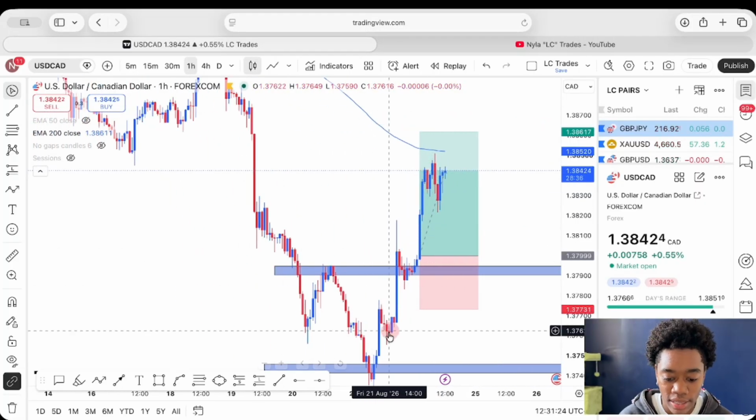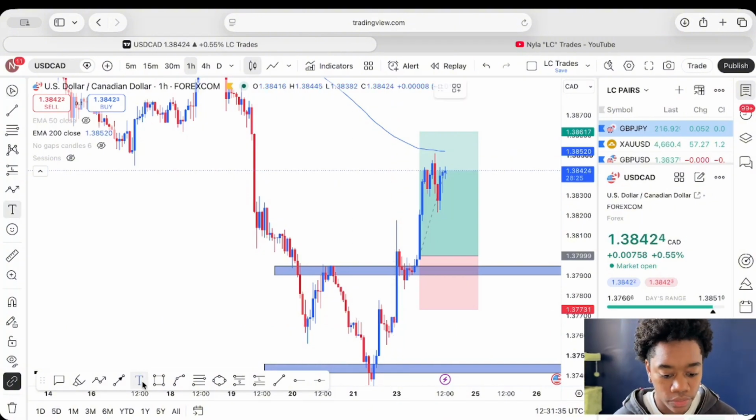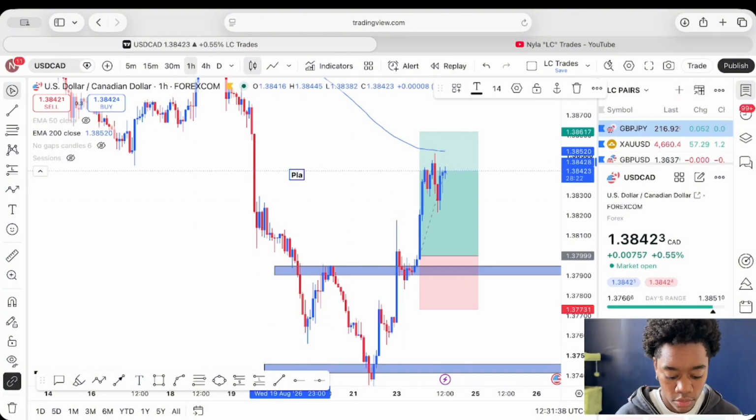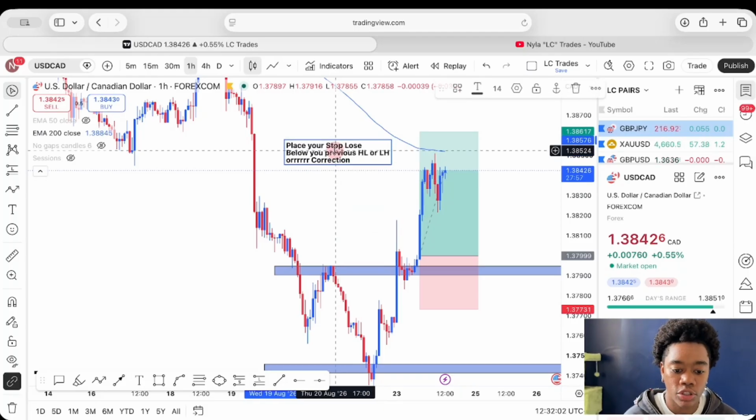And I want to show you guys that your stop loss is more important than your take profit, because your stop loss is what's going to protect your account. You need to place your stop. Let me type it out. Place your stop loss below your previous higher low, or lower high, or correction. Okay, those are the three most important things with stop loss, right?